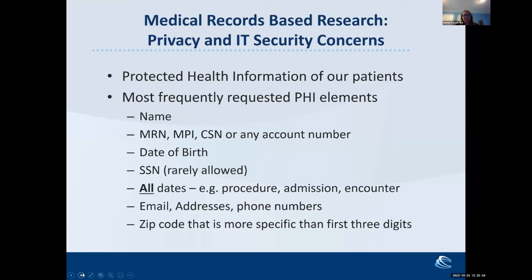Social security number, we really don't allow that. We've been told from compliance that there really has to be almost like a legal reason to have that. And then the IRB can work with you though on exceptions if needed for that. Obviously email addresses, phone numbers, any zip code that's more than the first 3 digits is all PHI as well.